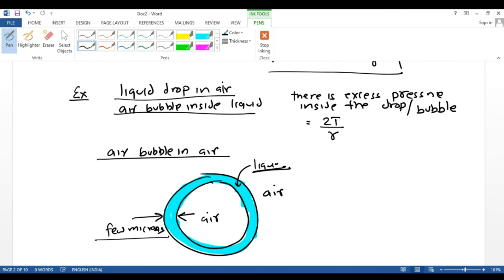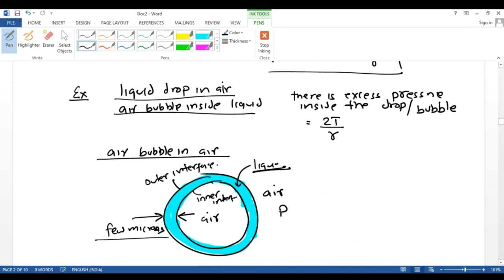And what is the thickness of an interface? I told you earlier that it is around 8 to 10 molecules, that is around 10 nanometer or so. So you have two interfaces: this is the inner interface, and here you have the outer interface. So in this particular case you have two interfaces.